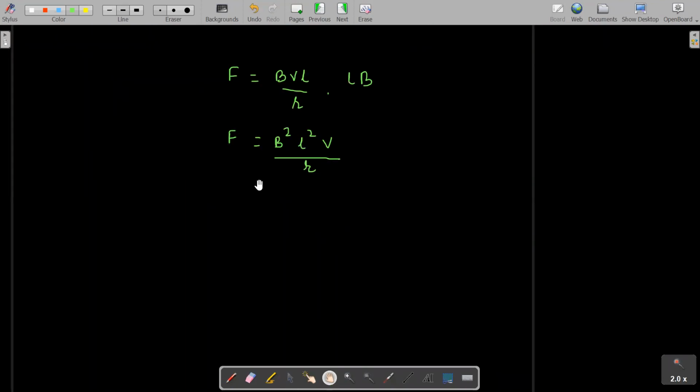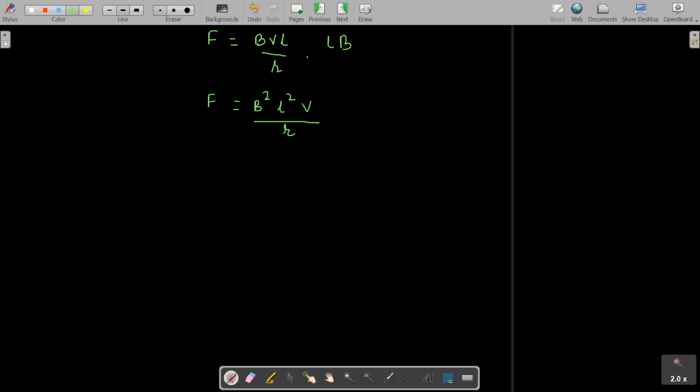Now, what will be the power dissipated, students? Can you tell me? We know power dissipated is equal to force into velocity. We already know the formula for power from our previous classes. It is F into V. So this is F, and we multiply by V. So power dissipated will be B square L square V square divided by R. This is the value of power dissipated. Got my point, all of you students?